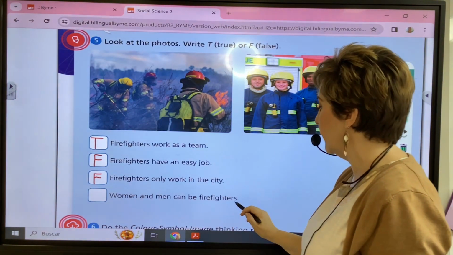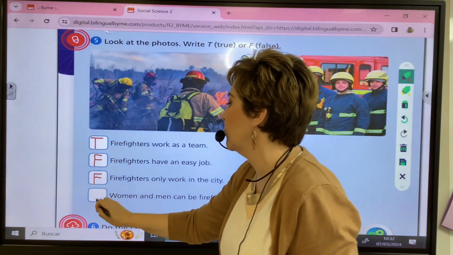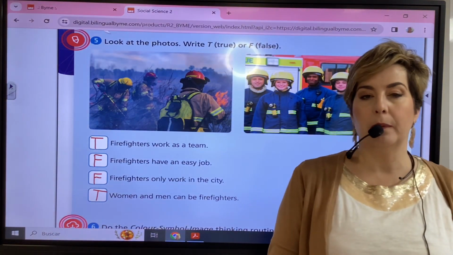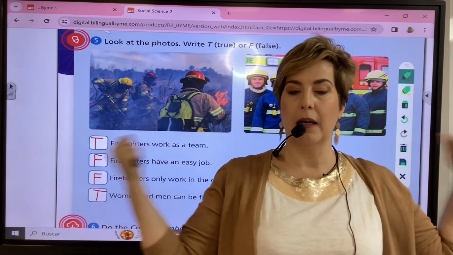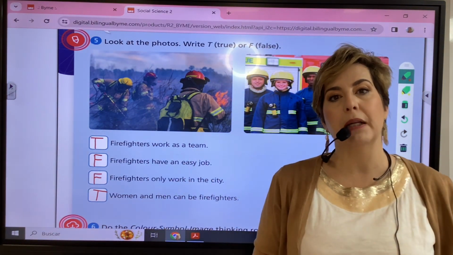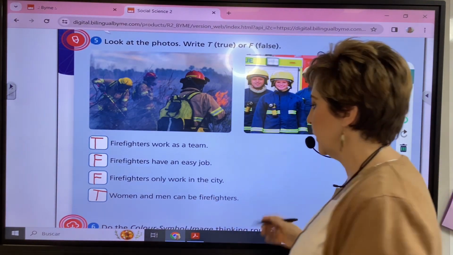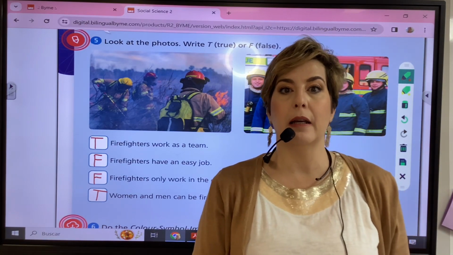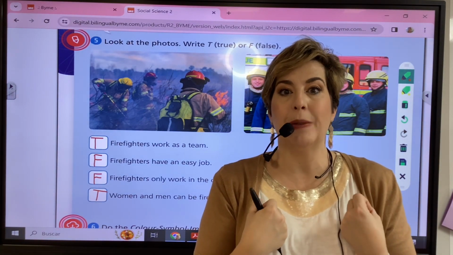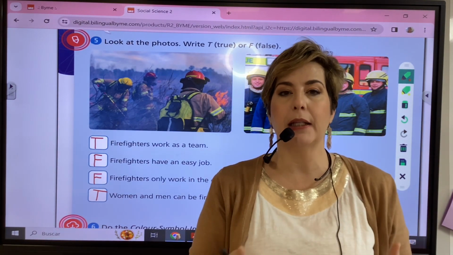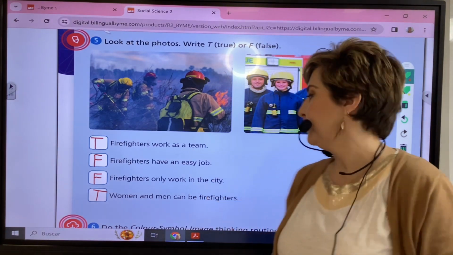Women and men can be firefighters. True. Women could be firefighters if they are healthy enough, and men could be firefighters if they are healthy enough. Because you need to be strong and healthy to be a firefighter.